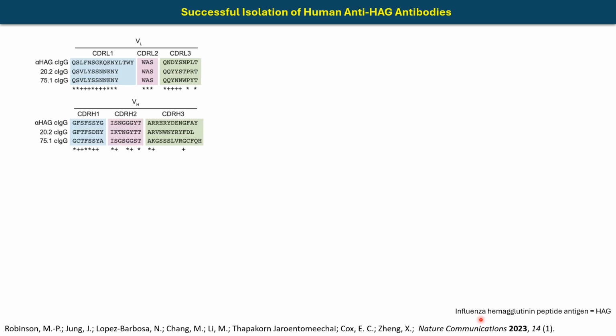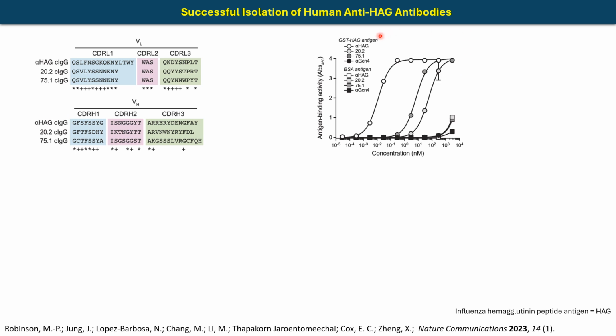Next, the researchers tested their new antibody selection method to target an influenza antigen. For this purpose, they constructed a fully human clonal library comprised of heavy and light chain sequences derived from transgenic mice genetically engineered with humanized IgG. They were able to find two variants, 20.2 and 75.1, that can strongly bind to the antigen.